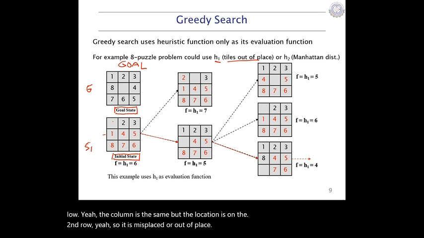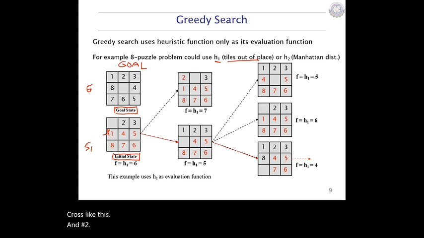Okay, and number 2, is it the right place based on the goal? Number 1 is not the right one, so we mark a cross like this. And number 2, is it the right place if we refer to the goal? Yes, right place. And then number 3, is it on the right place based on the goal? Yes, right place.